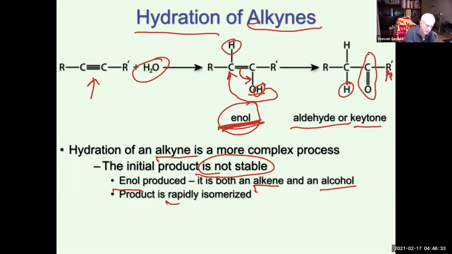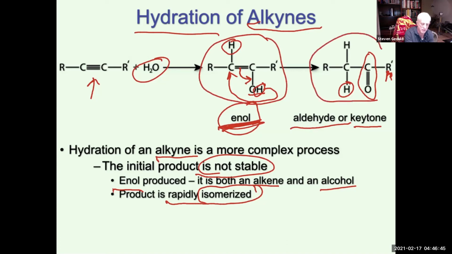And the products rapidly isomerize. Remember an isomer? Same molecular formula, different structural formula. Again, this is the same molecular formula, same amount of carbon, same amount of oxygen, same amount of hydrogen, everything else, but it's a different structure. So it's isomerized. So the final product is going to be either an aldehyde or a ketone.